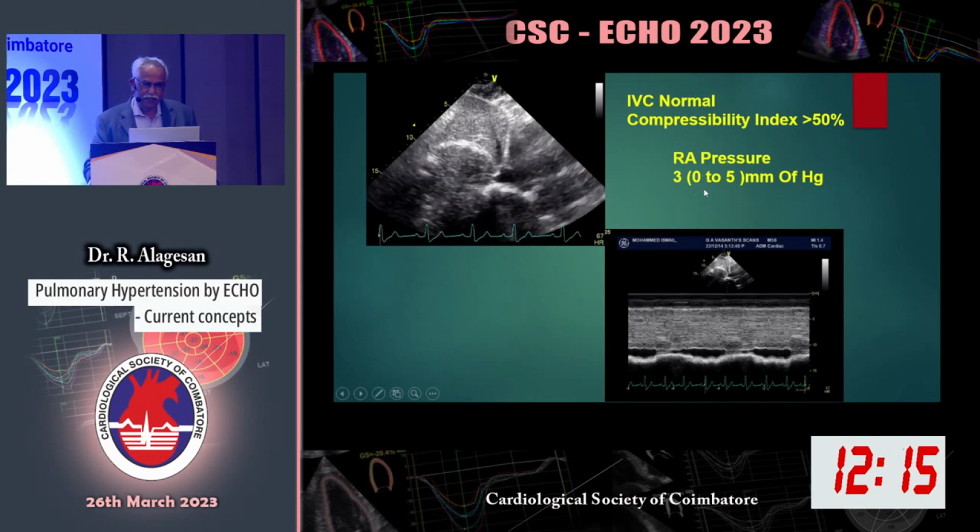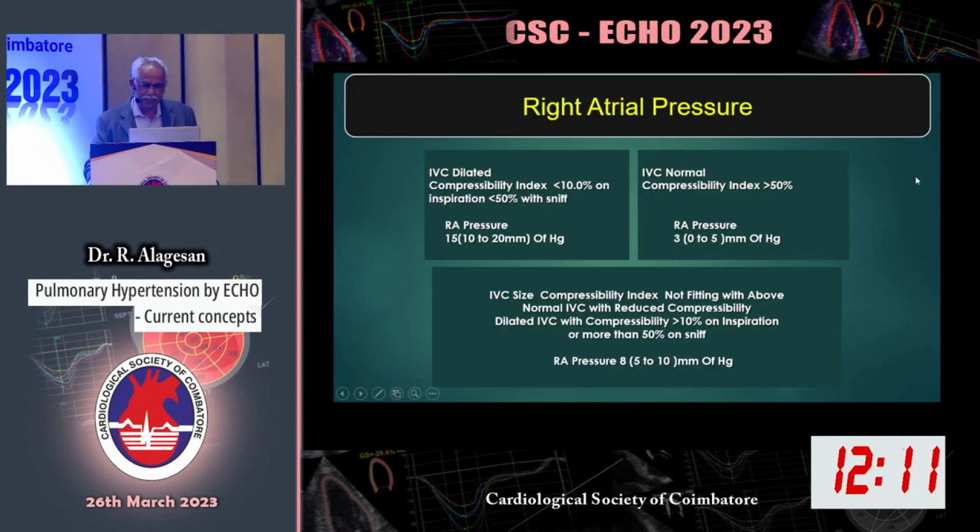The pressure is between 0 to 5, and we add a pressure of 3 millimeters for the right atrial pressure. Anything which doesn't fit into this high pressure or the normal pressure, if we assess that the RA pressure is between 5 to 10 millimeters of mercury, we add 8 millimeters. So here afterwards, follow this one only.